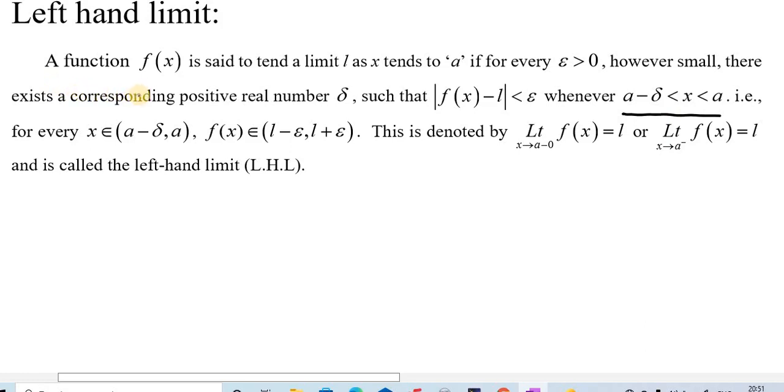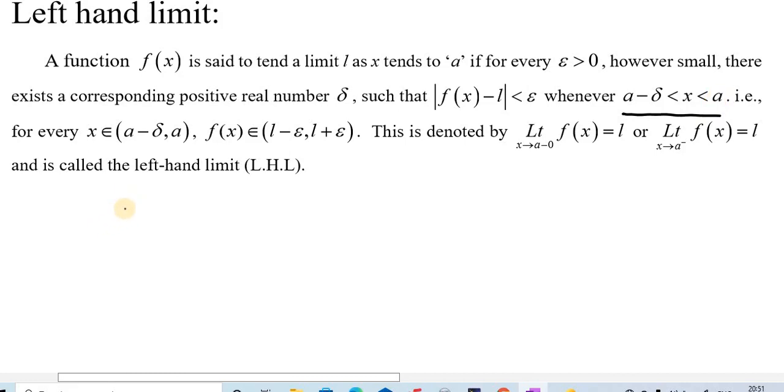Observe, a function f of x tends to a limit L as x tends to a if for every epsilon greater than 0, however small. This epsilon is a very small positive quantity. There corresponds a positive real number delta. This is also positive. Delta is greater than 0 such that modulus of f of x minus L less than epsilon whenever a minus delta less than x less than a.